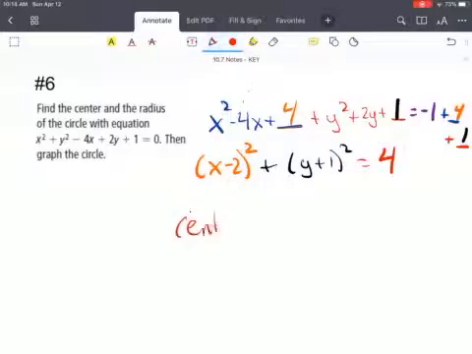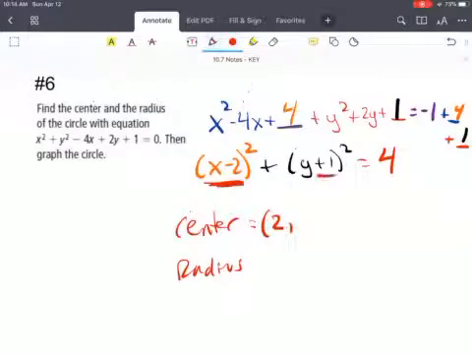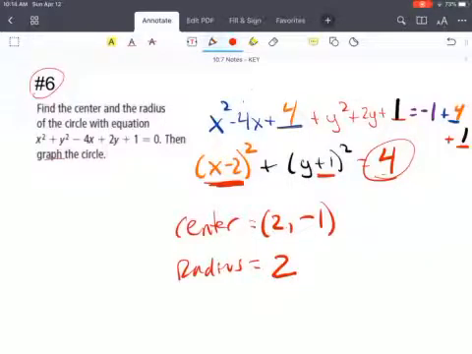So this tells me that the center is negative 2. I'm sorry, the opposite of this, which is (2, negative 1). And then my radius is the square root of 4, which is 2. And then we could graph that circle. The completing the square is definitely the more challenging portion of these notes. But that concludes our section on circles.